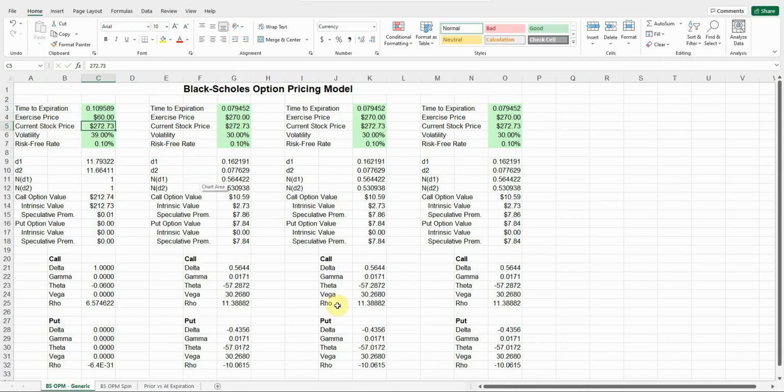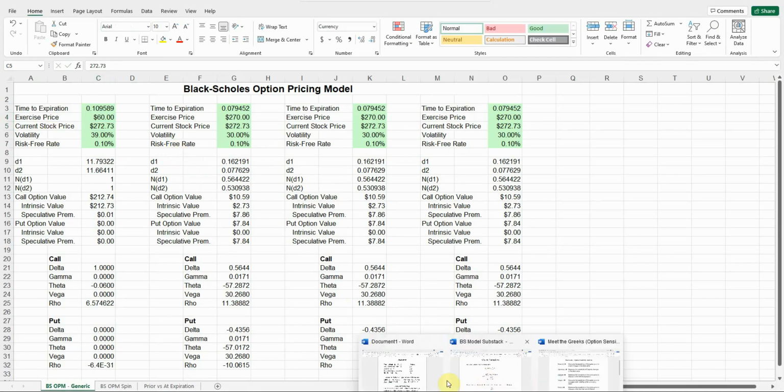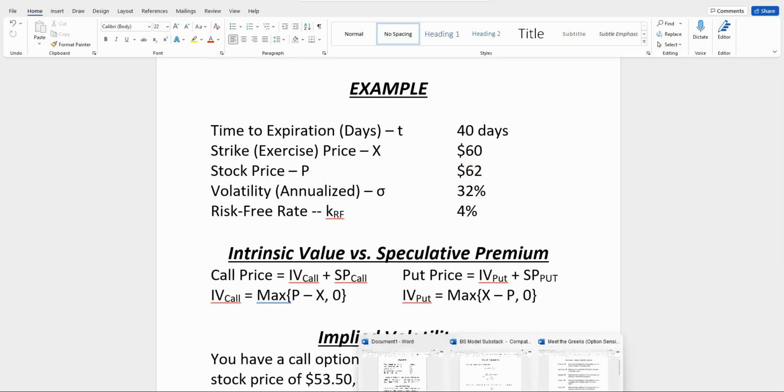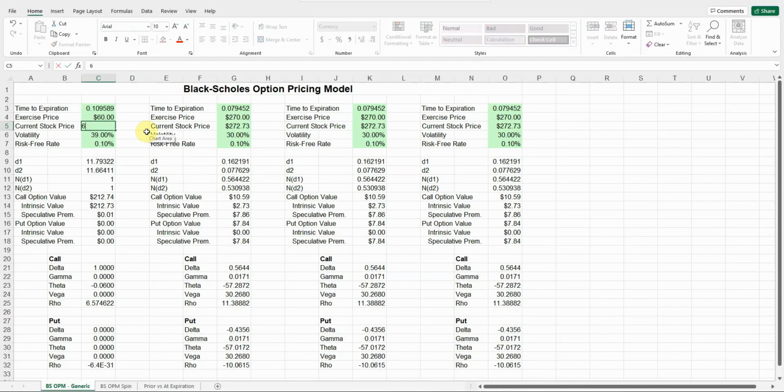Next, I need the current stock price. Current stock price is $62 per share. So I'm going to put that in.